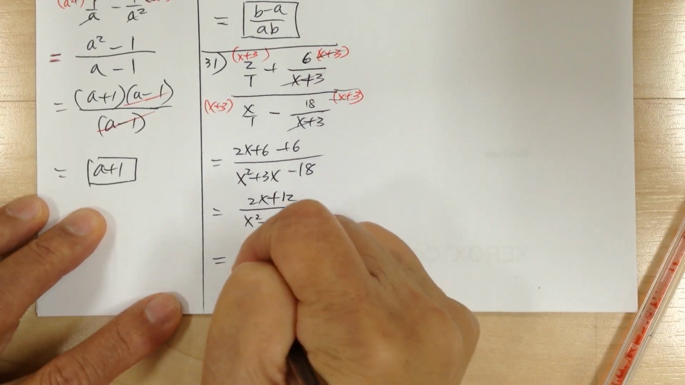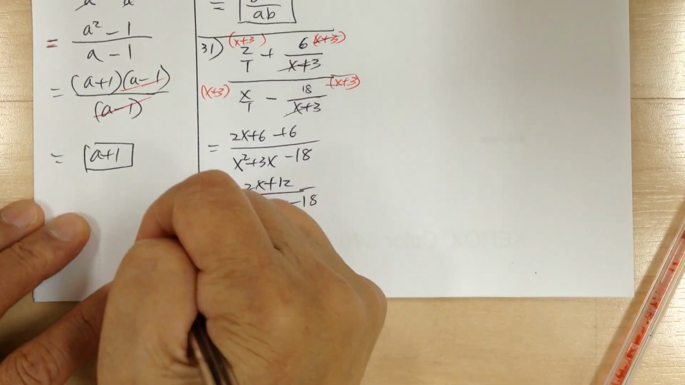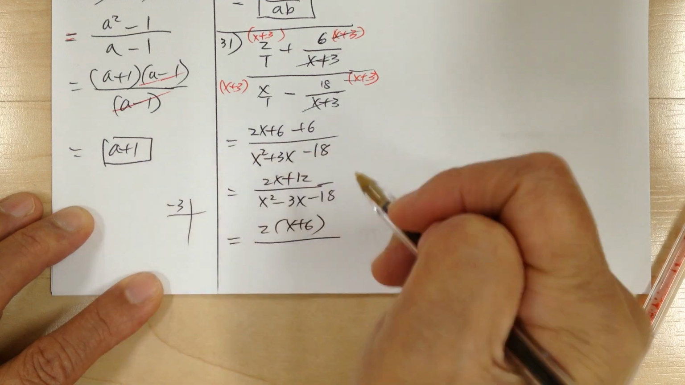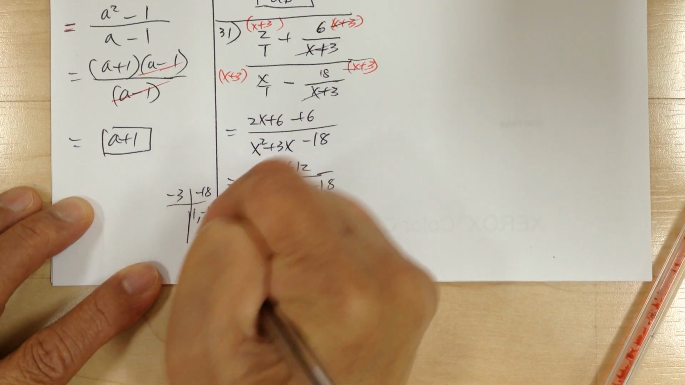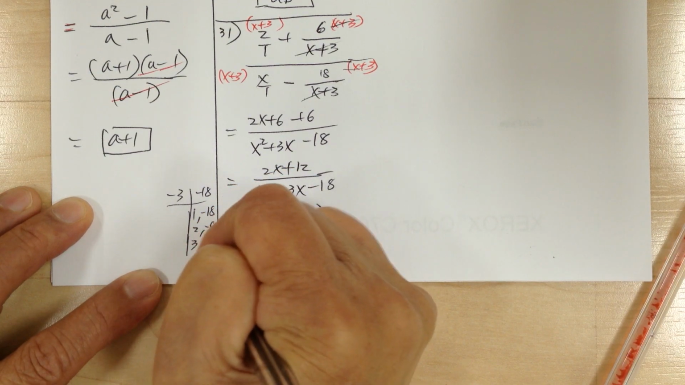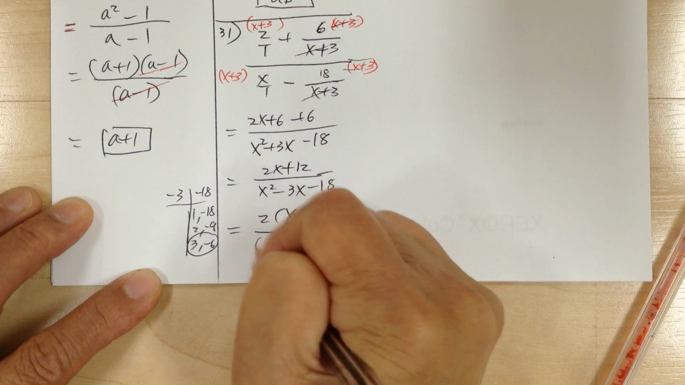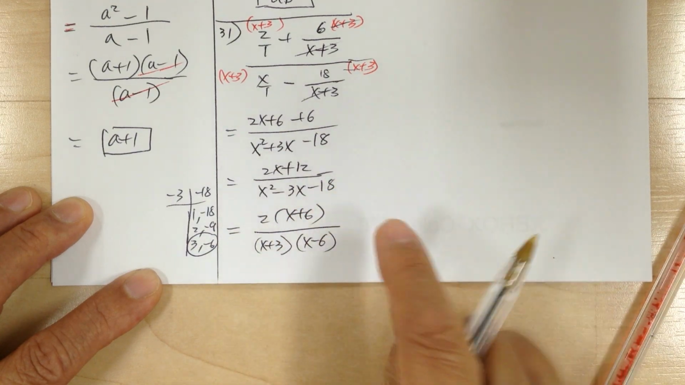Go and factor the 2 from the top. And on the bottom, you can get your product. So you've got negative 18, so you get 1 comma negative 18, 2 comma negative 9, and 3 comma negative 6. And that's the one. So you're going to get x plus 3, x minus 6.